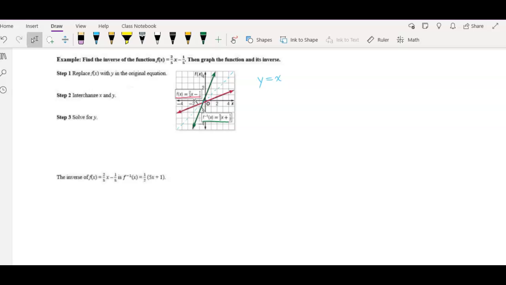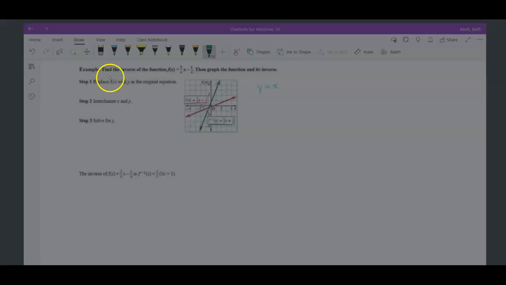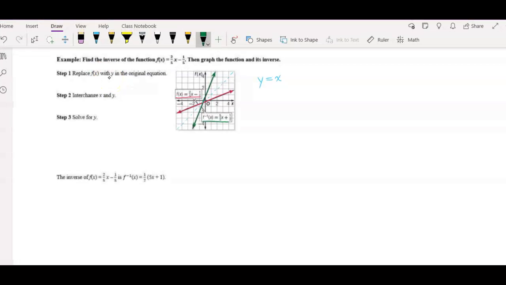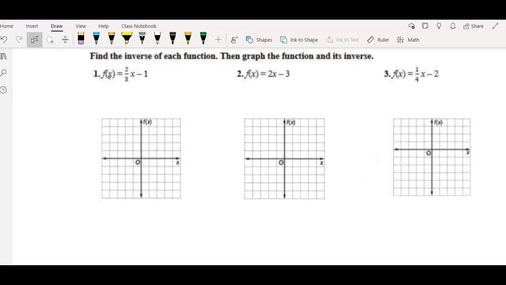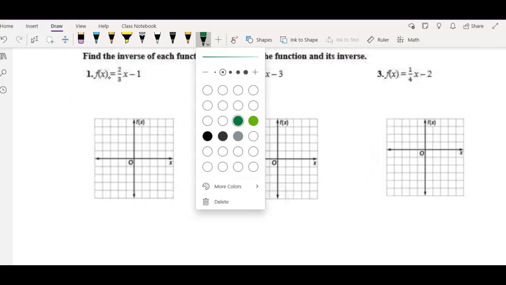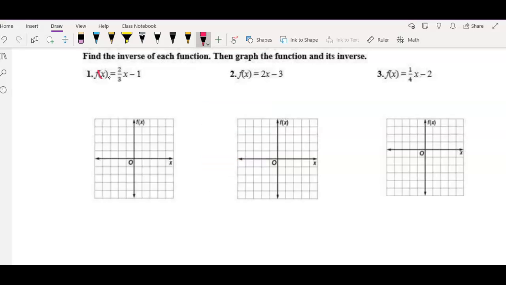What if we don't have a graph available? Well, we're going to replace f of x with y in the original equation. Then we're going to switch x and y and solve for y. It's that simple, these three steps. Let's take an example and practice doing just that. So the first step, we want to replace f of x with y. And next, we want to switch x and y. So my next line will be x equals 2/3 y minus 1.